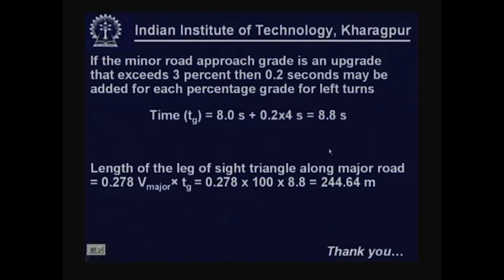Now, what is the effect of grade? AASHTO says that in excess of 3%, 0.2 seconds may be added for each percentage grade. So, a 4% grade means 4 into 0.2, that is 0.8 seconds. So, total is 8.8 seconds. The approach speed is known. So, the length is 0.278 into 100 km per hour into 8.8, that gives us 244.64 meter. That way one can calculate the length. Thank you.